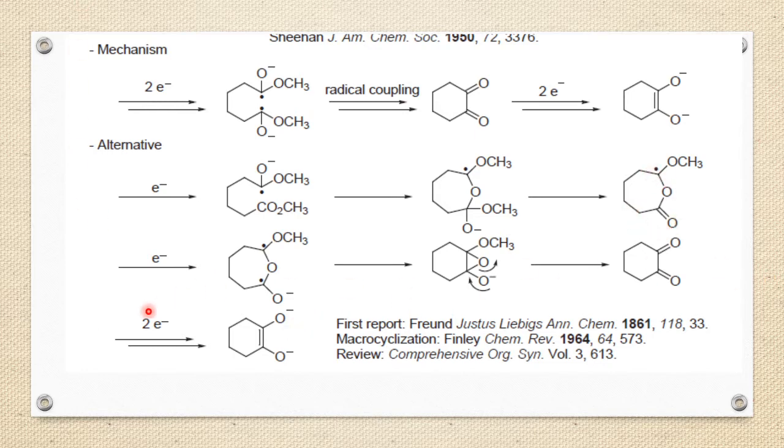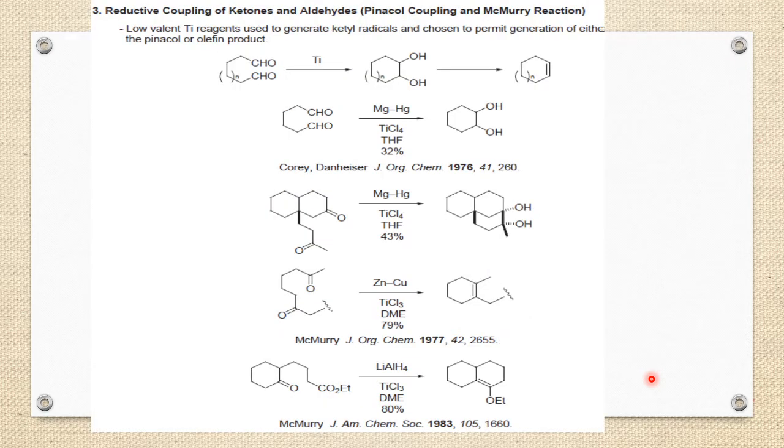So these are two different protocols that you can actually think about. You can either create the 6-membered diones, or you can also have a cyclic lactone. So this is a macrocyclization, and the report was by Freund and Lewis in 1860.